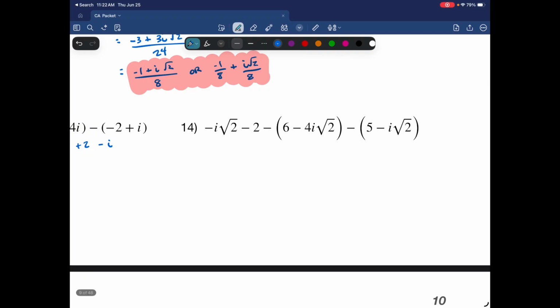All right, on number 14, I got negative i square root of 2 minus 2 minus 6 plus 4i square root of 2 minus 5 plus i square root of 2. So I got negative 2, negative 6, and negative 5, so it's going to be negative 13. And then I got negative i, positive 4, positive 1, so these two terms are going to fall out, and I'm simply left with 4i. So plus 4i square root of 2. Negative 13 plus 4i square root of 2 is my answer.